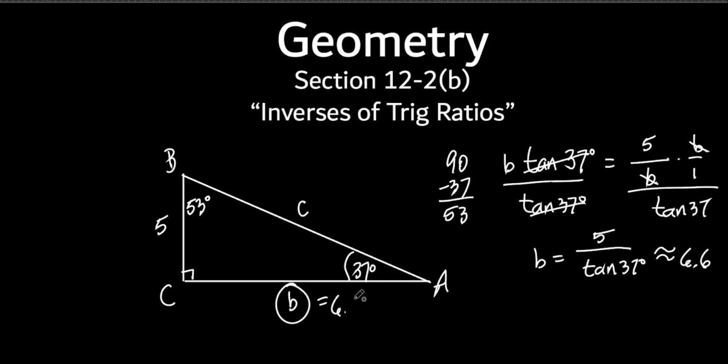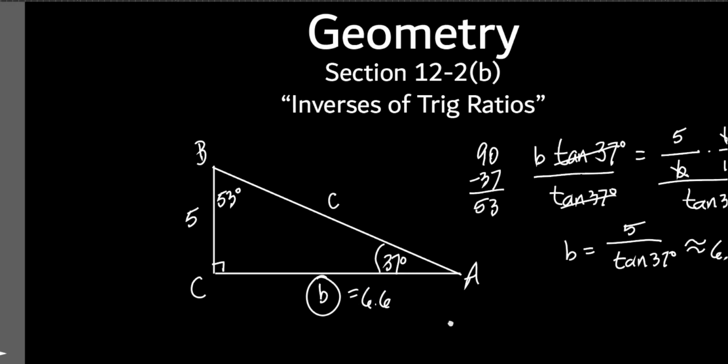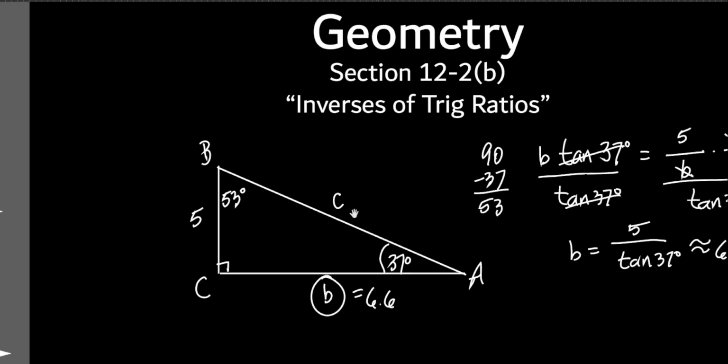All right. 6.6. Now, if you wanted to, how could I find C without using any trig at all? I could use Pythagorean theorem, couldn't I? But here's the issue. The 6.6 is not exactly 6.6, is it? Okay? This is an approximation. Would you agree? All right. So it's probably best that we don't use Pythagorean theorem when we're using an approximation. So let's find it to the closest value that we can find. Okay, so let's do trig again.